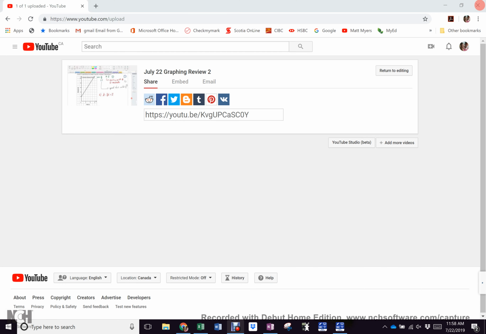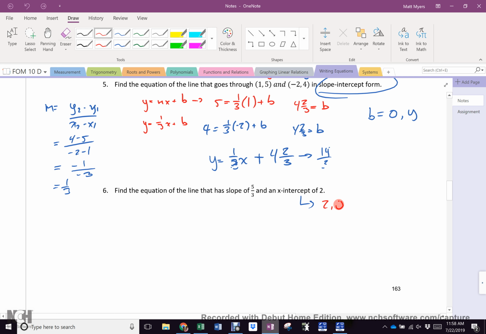Okay, so it's really point slope form here, isn't it? So it's really y minus what? 0 equals 5/3 x plus 2 or minus 2? Minus 2. So y equals 5/3 x minus 2.